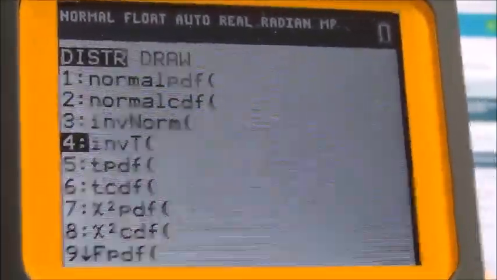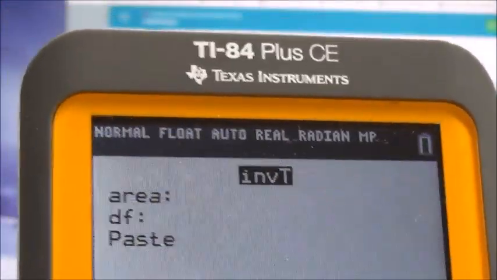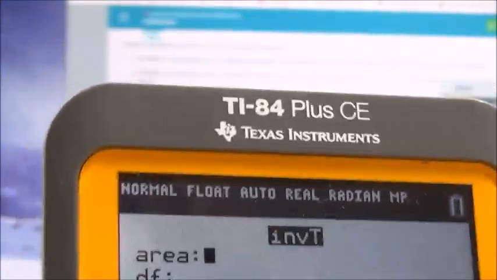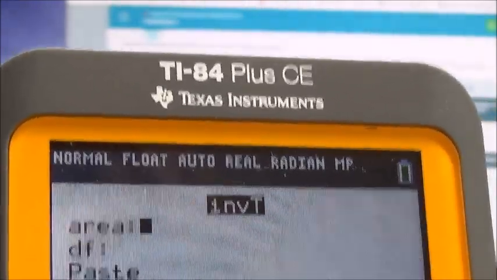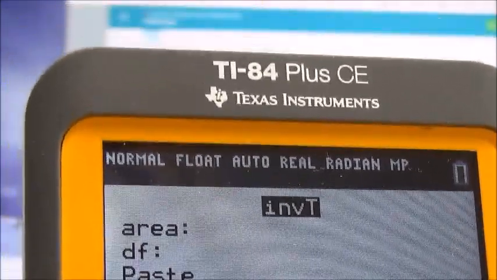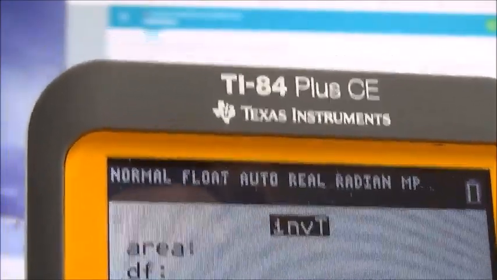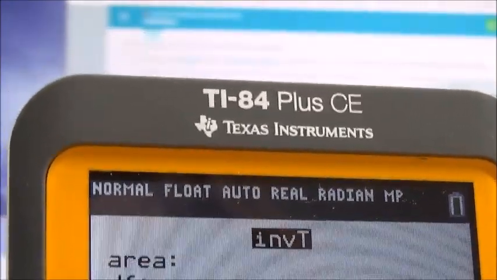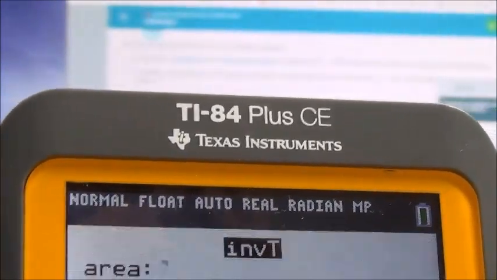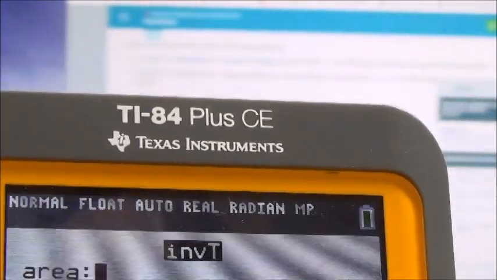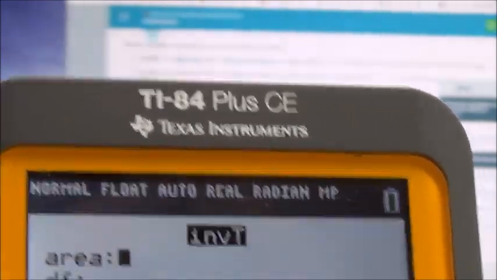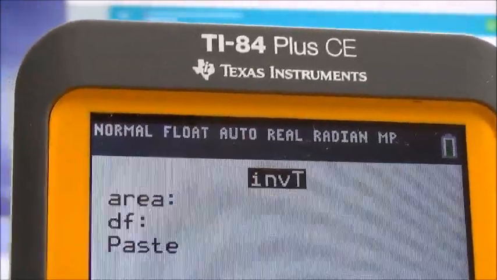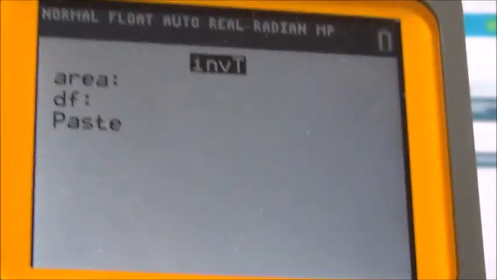So I'm going to hit number 4 there, inverse t. It's going to have me enter the area, and it's going to have me do the area that is to the right of that decimal. If you remember on our thing, we had it does the greater than. So if I am finding the area to the left of the t-score, I should say, if I'm finding the area to the left of my t-score, I'm just going to put that area under my curve.